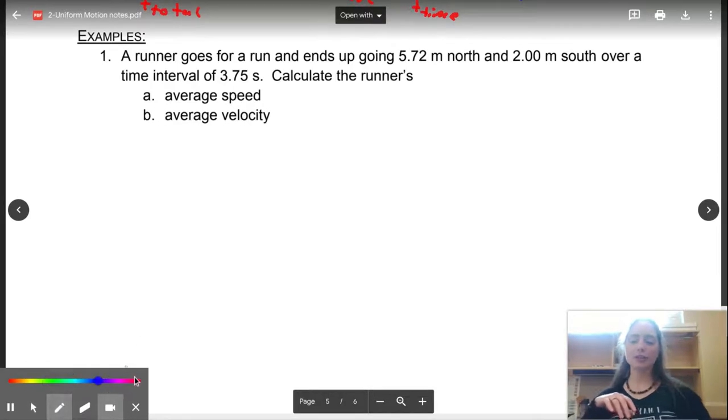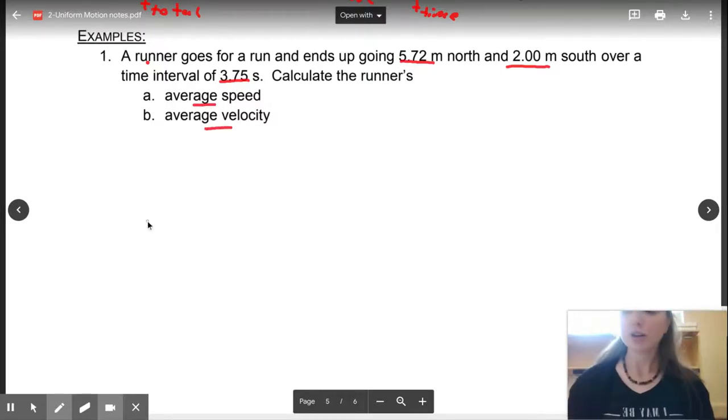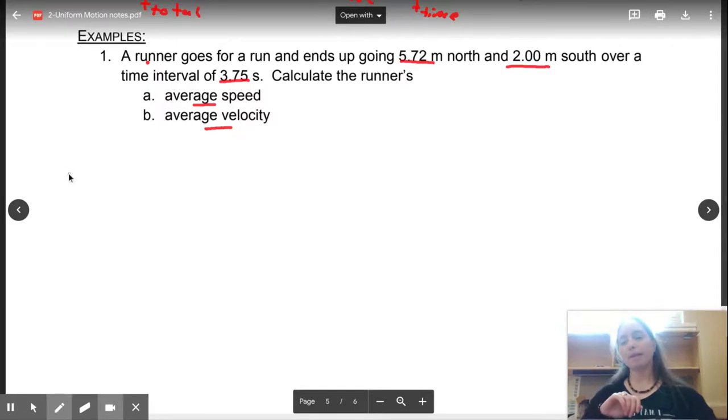So this question here, we've got a runner who goes for a run and ends up going 5.72 meters north, 2 meters south over an interval of 3.75 seconds. All right, calculate average speed and average velocity. Okay, so ladies and gentlemen, average speed. Well, let's see what we've been given here.